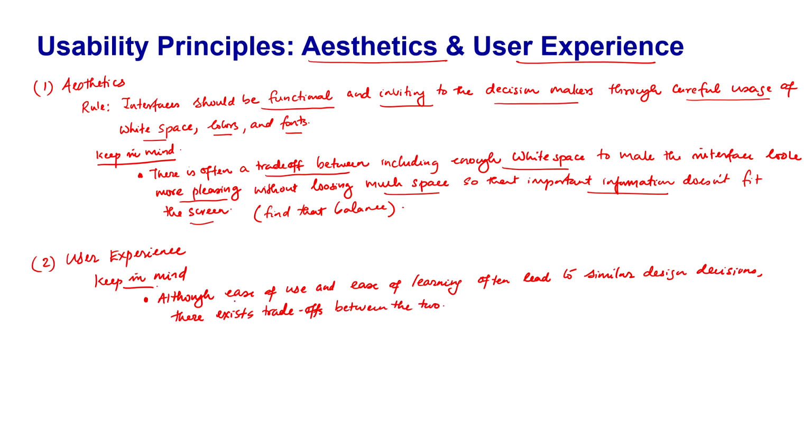Even though many times ease of use and ease of learning, these two aspects, are two different things, sometimes or often they lead to similar design decisions, but there are trade-offs between the two. The design decision could have a trade-off between them. So, what are those trade-offs?